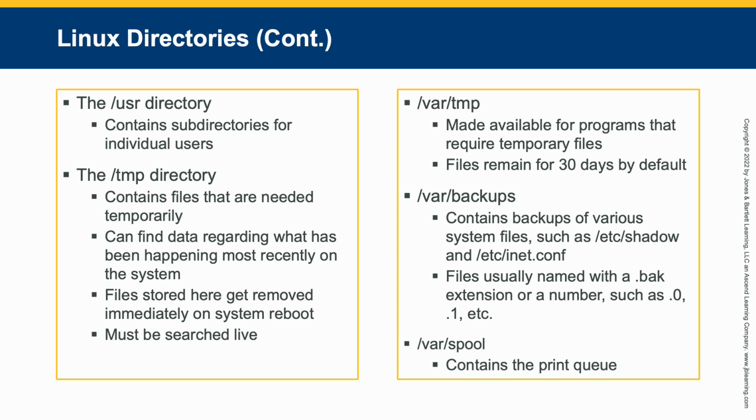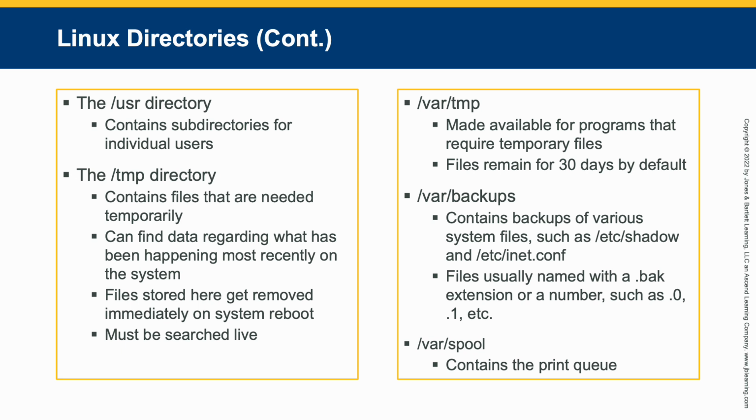The /tmp directory contains files that are needed temporarily, and you can find data regarding what has been happening most recently on the system. Files stored here get removed immediately on system reboot, so must be searched live. /var/tmp is made available for programs that require temporary files. Files remain for 30 days by default.